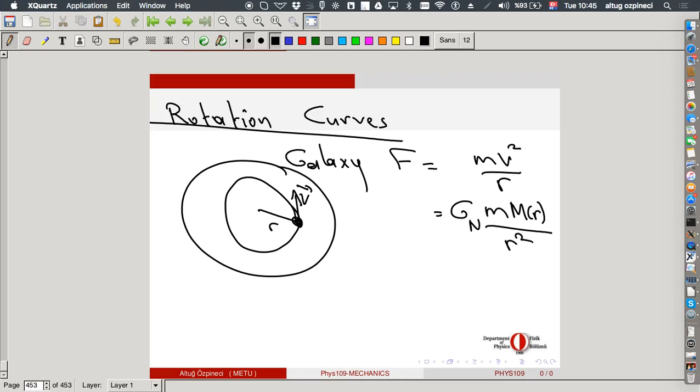They will be pulling in opposite directions, so they will more or less cancel. Divided by r squared. So we know from this equation that the masses will cancel. v squared will be equal to G M(r) over r. And the speed of the object should be proportional to the square root of M(r) over r.